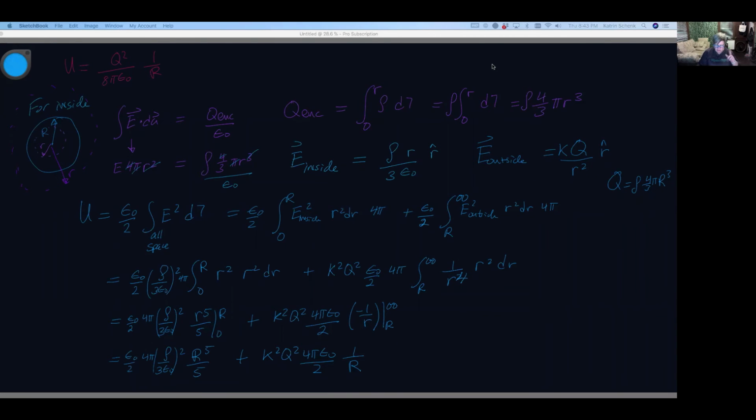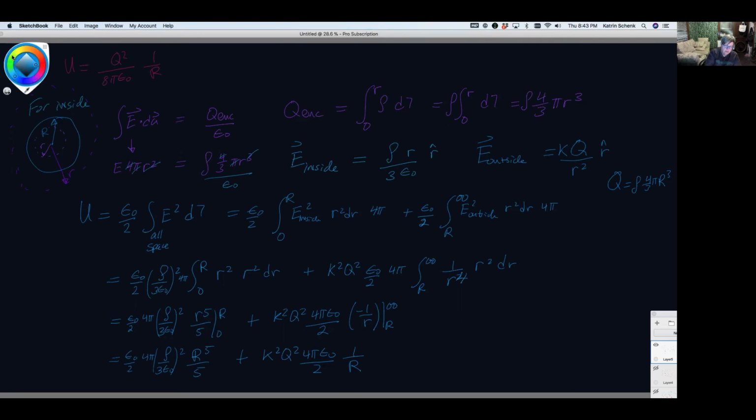Okay, so let's finish up this algebra. We have a bit of algebra to do. Do you see the rho that's right here? This rho here, we're going to replace in terms of the total Q. So we can write rho is equal to Q over 4/3 pi r cubed. All right, so I'm going to replace that up here.